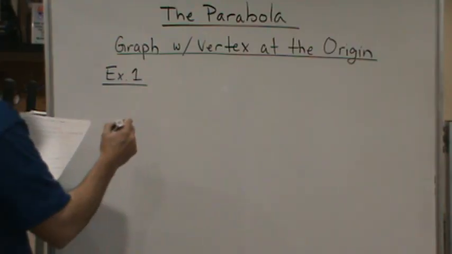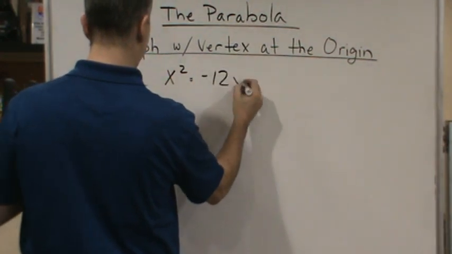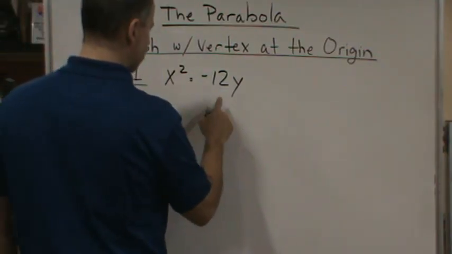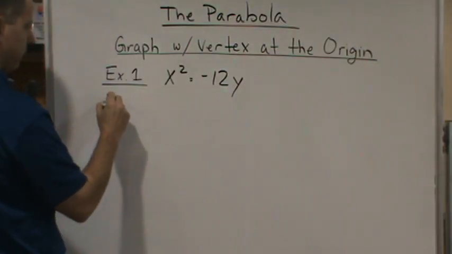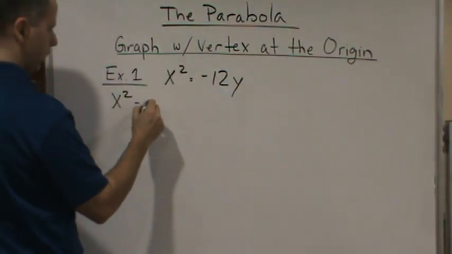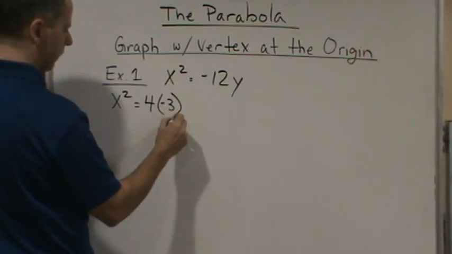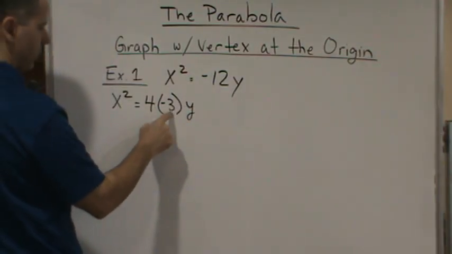Let's take this one. This is x squared equals negative 12y. Okay. Now first they want us to identify the vertex, focus, and the focal diameter. Okay. So first of all, let's write this in the right form so we can see what's what. So x squared equals what? 4 times negative 3y, right? So 4 is always supposed to be there, so p is negative 3 then.